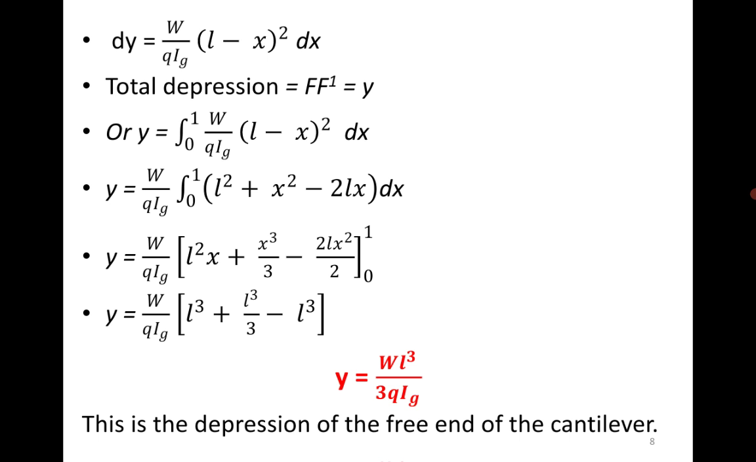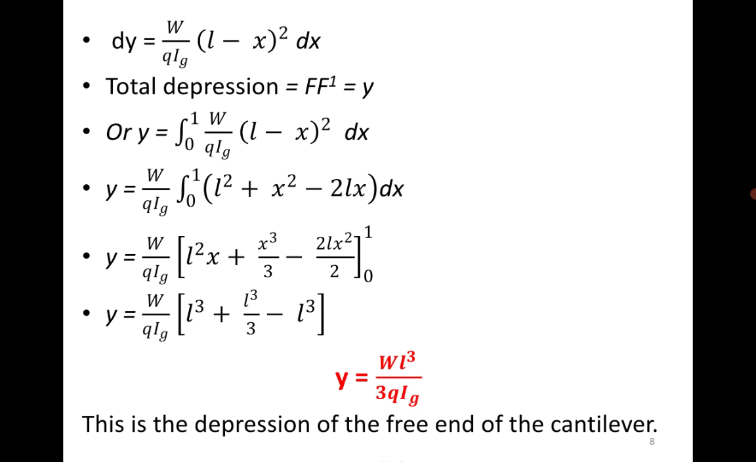The total depression is given by FF dash, and it is equal to y. Therefore, y is equal to the integral of W by Q into Ig into L minus x whole square dx between the limits 0 to L. Then y is equal to W by Q into Ig, integral from 0 to L of L square plus x square minus 2Lx, that is the expansion of L minus x whole square, dx.